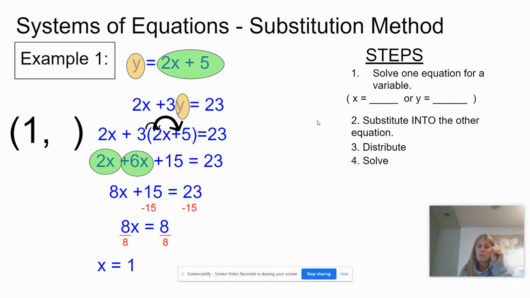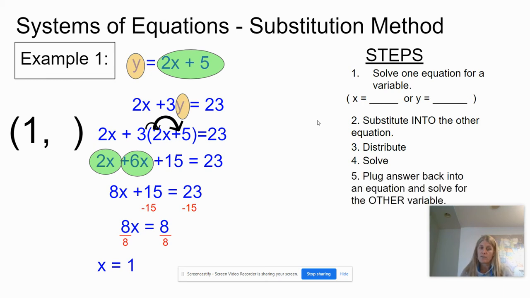And I know it's x comma y, so I'm going to put a 1 in my x position, which is the first spot in my set of parentheses. Step number 5 is we're going to take our answer that we got for x, and we're going to plug that back into an equation and solve for my other variable, which is y.